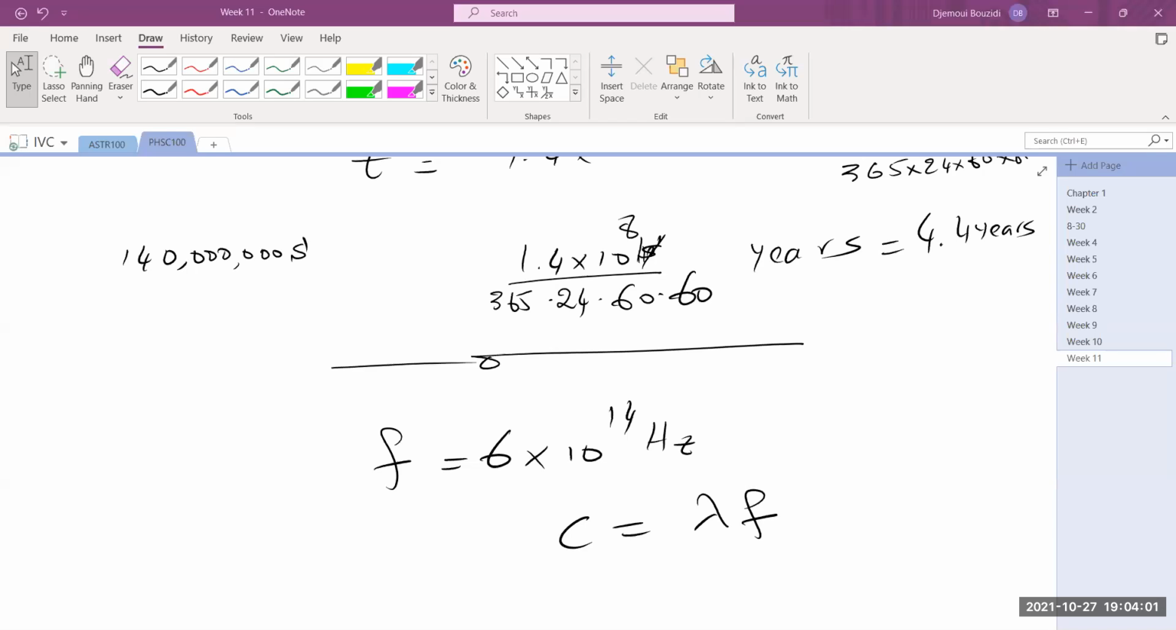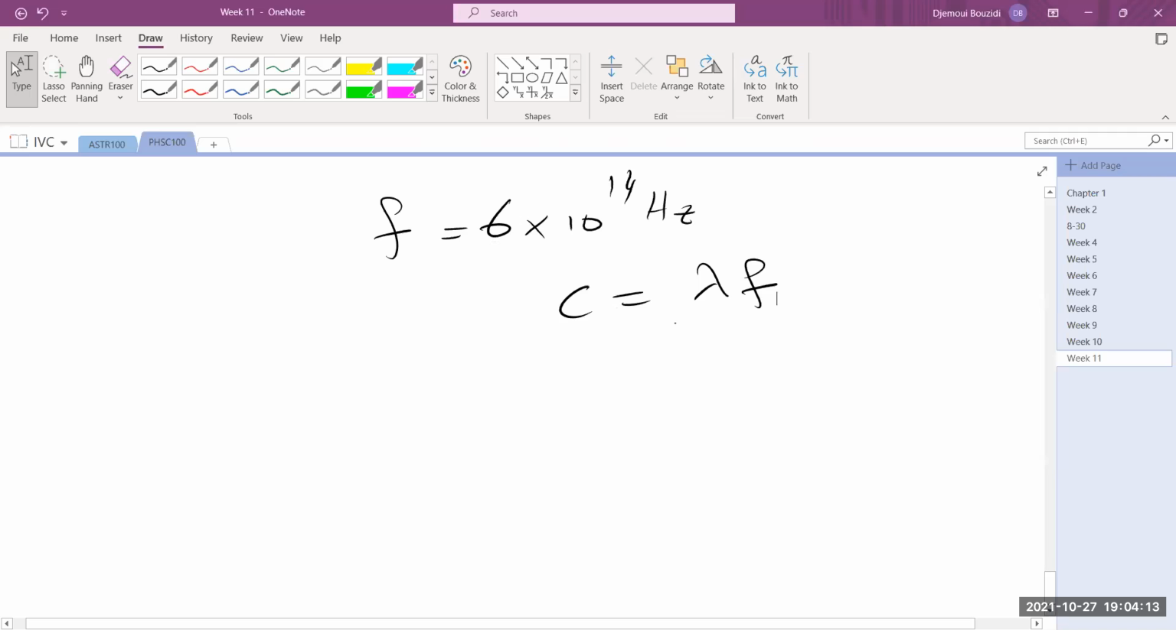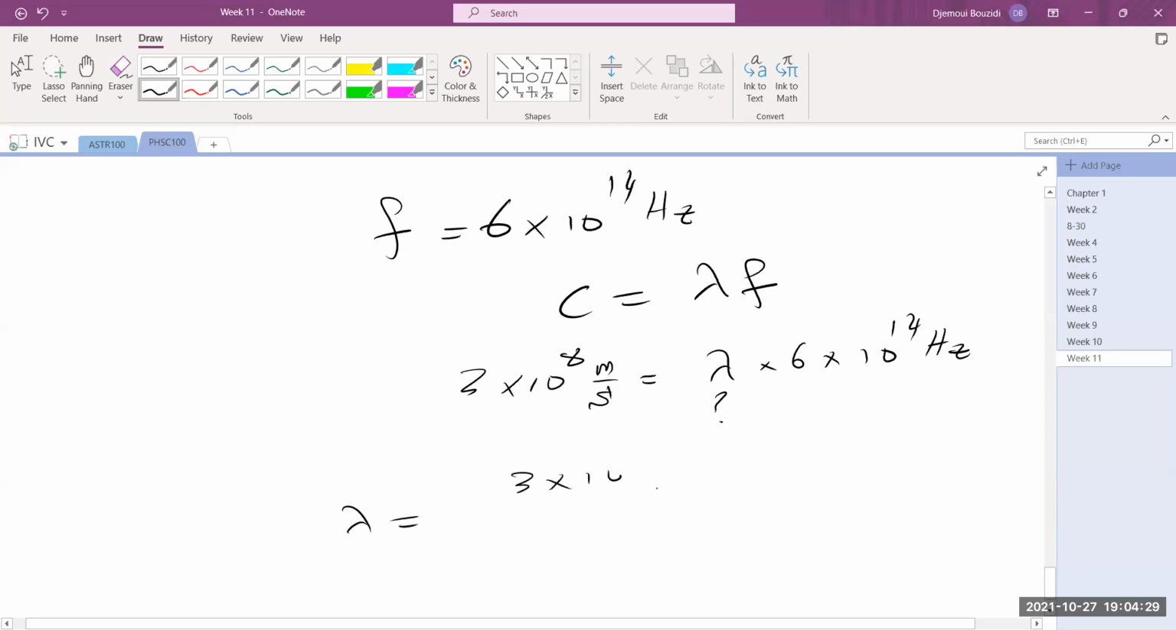So it says, show that the wavelength is 5 times 10 to the negative 7 meters, 500 nanometers, that is. So this is basically what we're supposed to do now. We have c, which is 3 times 10 to the power 8 meters per second. We don't know what lambda is, that's the question. We have the frequency, which is 6 times 10 to the power 14 hertz. From here we can find lambda equals 3 times 10 to the power 8 divided by 6 times 10 to the power 14 hertz.